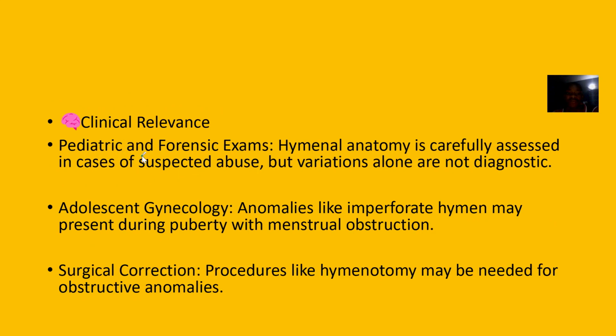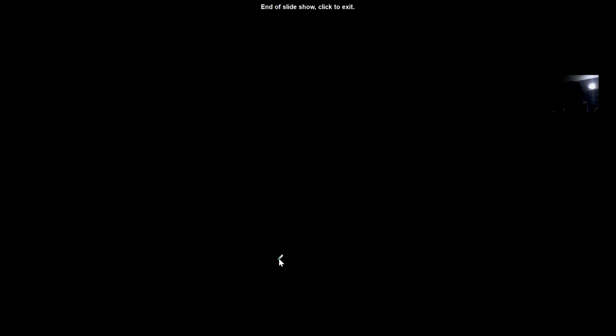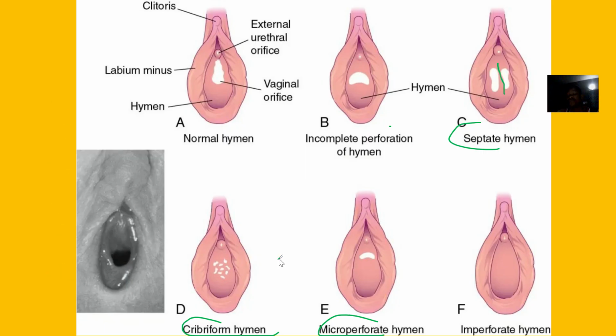Clinical relevance: it is used in pediatric and forensic examinations. It's used in adolescent gynecology, to see if there are any issues, why the person is having issues with menstruation. Surgical correction: surgeries like hymenotomy can be needed just to correct these different openings or different types of hymens that you have.